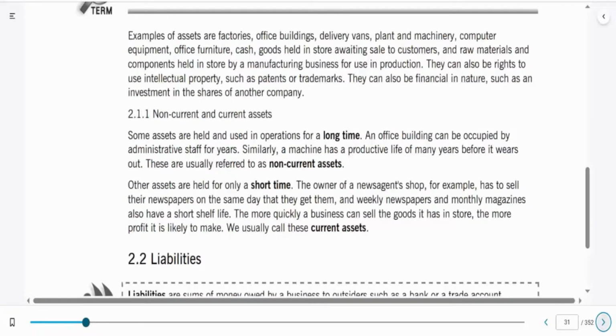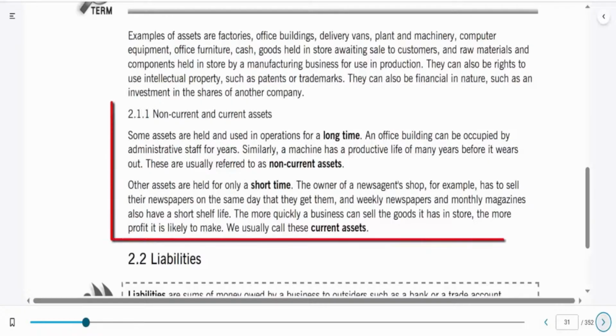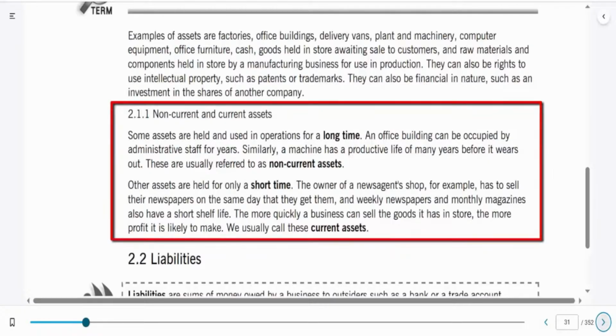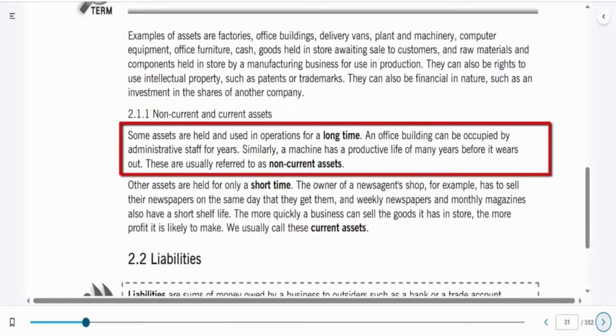All right, now let's look at non-current assets and current assets in more detail, just like we're continuing our lesson together. Non-current assets. First, let's talk about non-current assets. These are assets that a business keeps and uses for a long time. Think of non-current assets as the big items or long-lasting resources that help a business run for years.